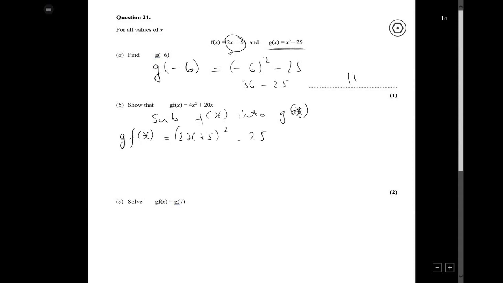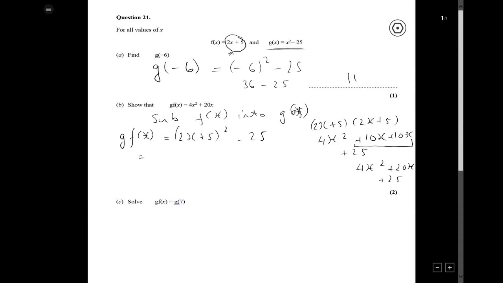This one I'm going to expand as normal. So I'm going to do that to the side. I've got 2x plus 5 times by 2x plus 5. So that's 4x squared plus 10x plus 10x plus 25. I can simplify that. So I'm going to get 4x squared plus 20x plus 25.